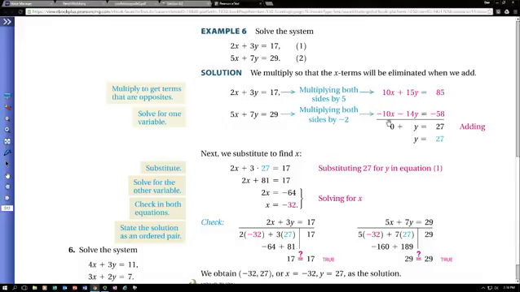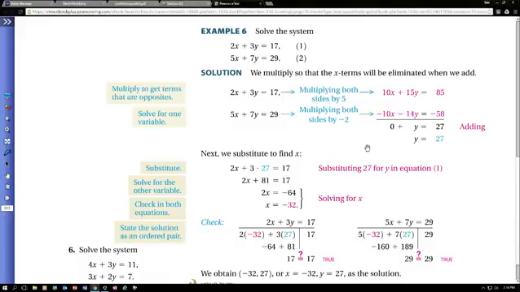Well, now when I add these sides together, I end up with 0 for the x's, right? These are additive inverses, and I end up with y, which is nice that it fell out that way. And basically, just after adding, I have it solved for y, which is y is equal to 27.